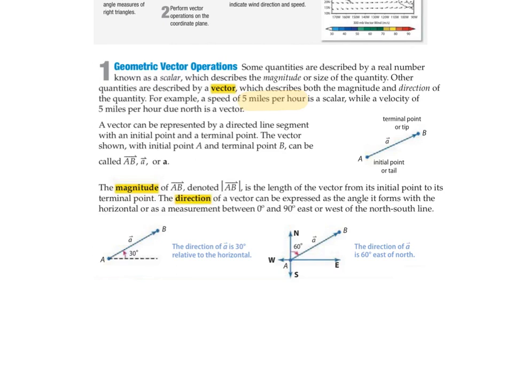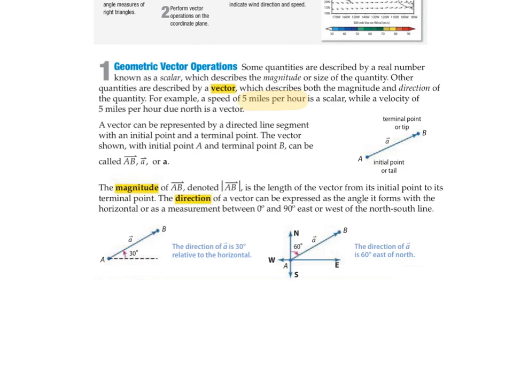So in order for it to be a vector, it would need to include both a size, like you would need to say, oh, this vector is 5 miles per hour, or this vector is 2 meters per second. And you would need to have a direction for the vector as well. You could say, oh, that vector is 25 degrees relative to the horizontal. Or you could say, oh, that vector is 10 degrees west of north. So in order for it to be a vector, it has to have two things. It has to have a magnitude, and it has to have a direction.